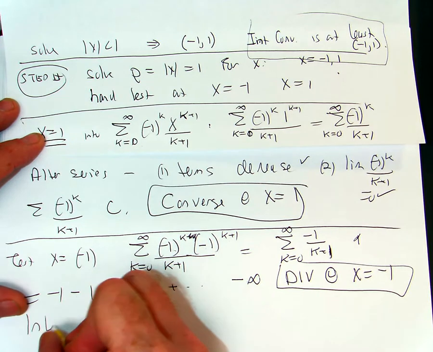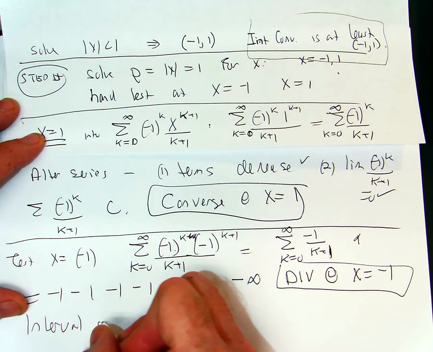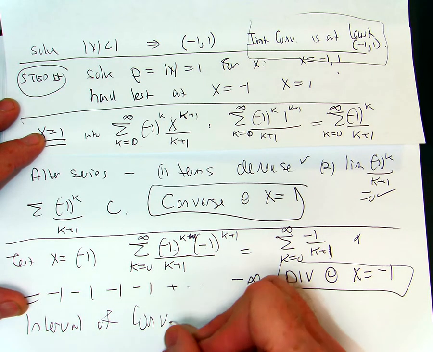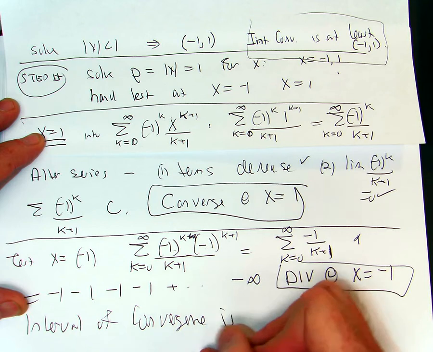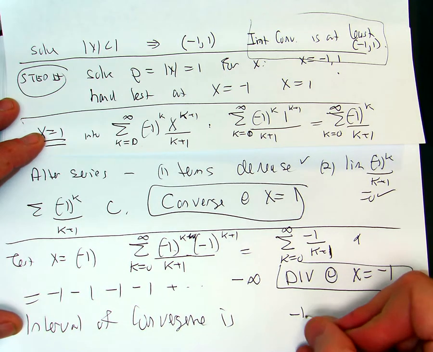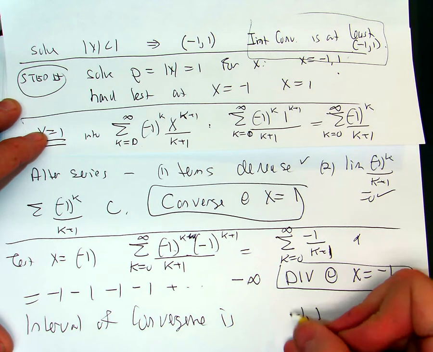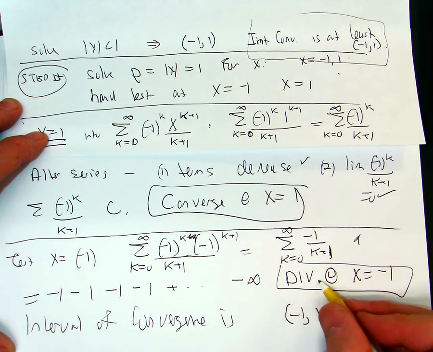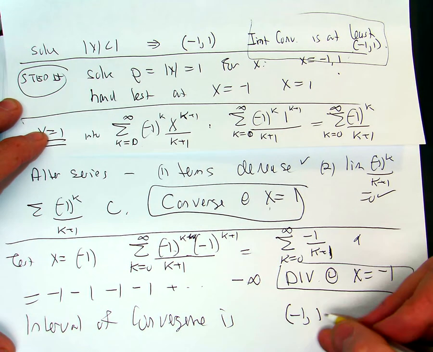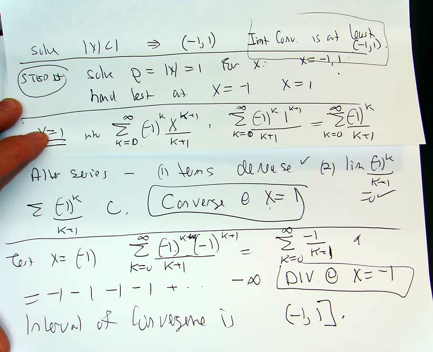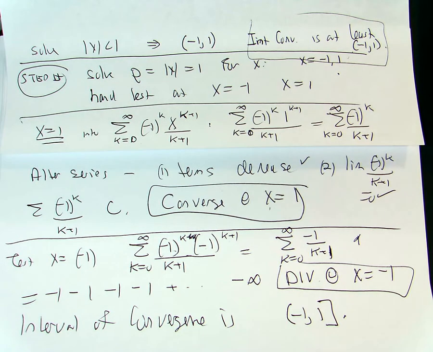So the interval of convergence is, we start off with minus 1 to 1, which we got earlier. We don't include this endpoint because it diverges, but we include this endpoint because it converges. And we're done. I'm going to do a different interval of convergence for the ratio test.